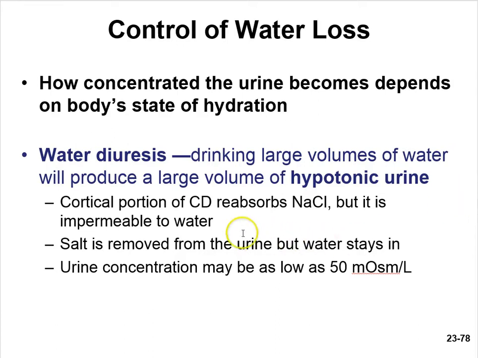The cortical portion of the collecting duct reabsorbs sodium chloride, but it's impermeable to water. And the salt is removed from the urine, but the water stays in. So then the urine concentration could be as low as 50 milliosmoles per liter.